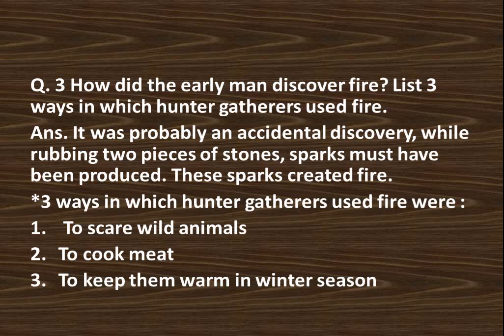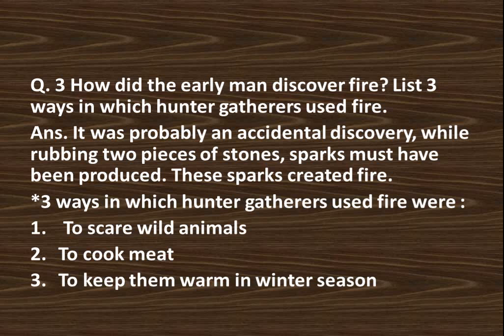Number 3 was, how did the early men discover fire? List 3 ways in which hunter-gatherers used fire. Means in the first portion of that particular question you have to define how the fire was discovered, and in the second part you have to write how they were using it. First part, it was probably an accidental discovery. While rubbing 2 pieces of stones, sparks must have been produced. These sparks created fire. Means accidentally they were rubbing the 2 stones, and due to that the sparks were produced, and that was the reason for creation of the fire.